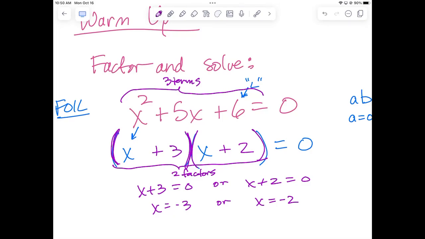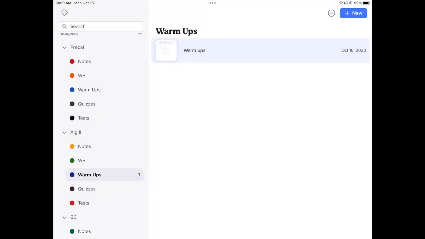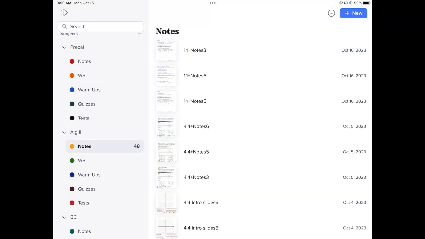Now, each of those factors had 2 terms. Would you agree? The first factor had 2 terms. The second factor had 2 terms. So now we know the difference between terms and factors. Okay, back to the notes.